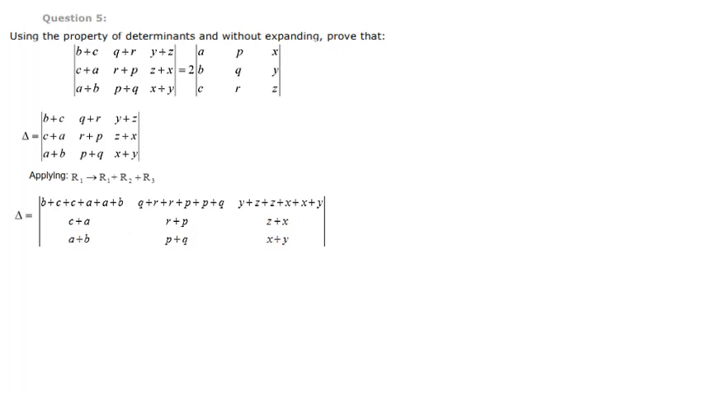Next, when you add, everywhere 2 is common: here 2A, 2B, 2C, here also 2P, 2Q, 2R, and here also the same thing. So I'm taking 2 common and the balance is A plus B plus C, P plus Q plus R, X plus Y plus Z. What I have done is, from the first row I have taken 2 common. Row 2 remains the same, row 3 also remains the same.